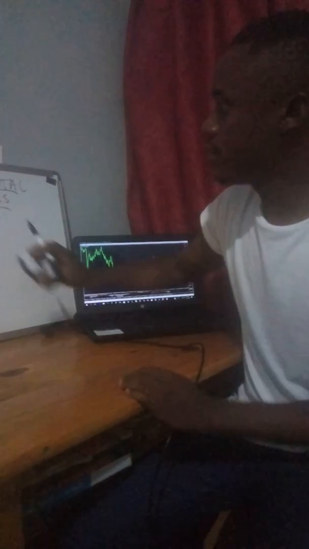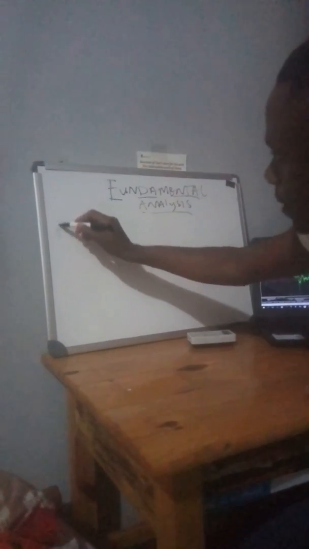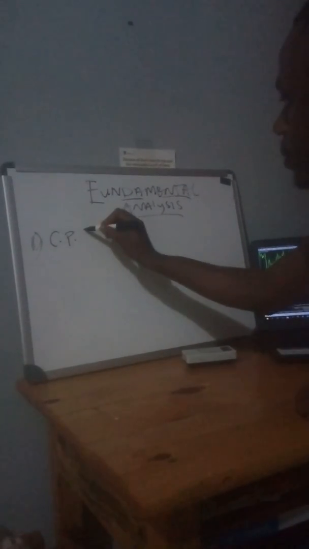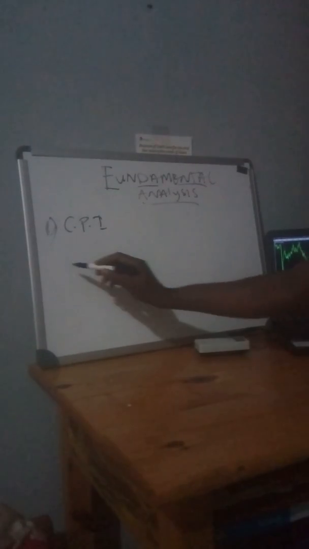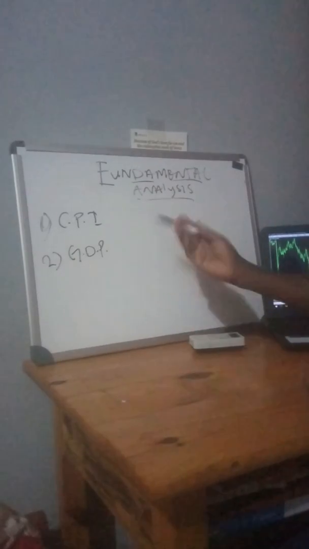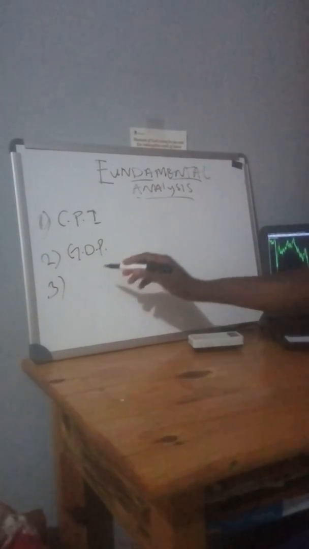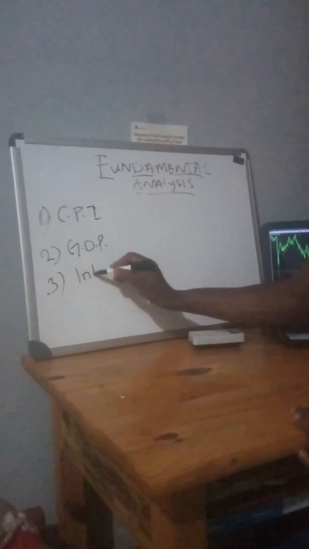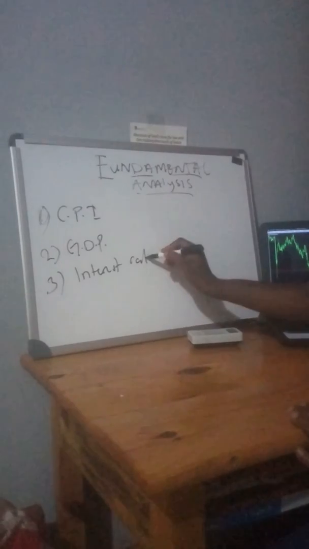All right, so I'll go straight into the calendar. Let me just show you a number of news events that you trade. I'll give an example of the first one. One, we have the CPI. This is one of them. We also have the GDP, the gross domestic product. Another one, and lastly, the interest rate decisions.